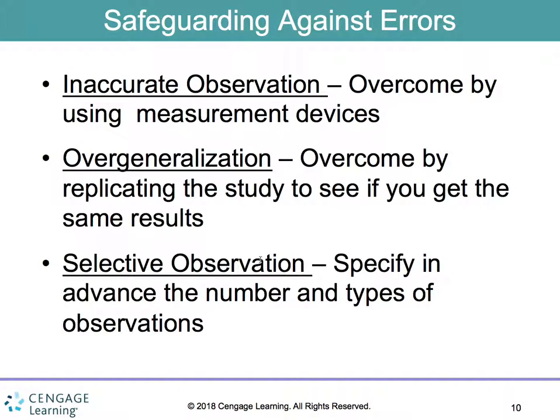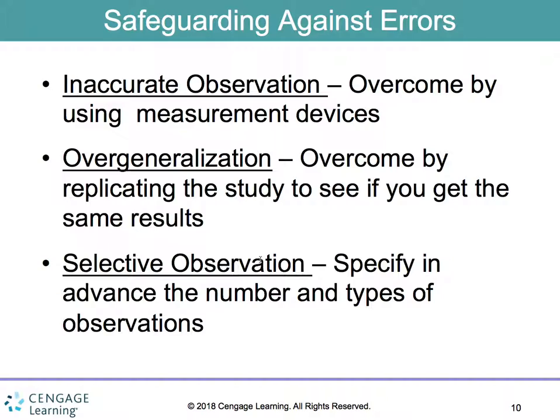Safeguarding against errors. This is one thing that's really important: we have to worry about biases, inaccurate observations, overgeneralizations, and how we select how we're going to collect the data. There's a certain process that has to have a clear, precise strategy in order to make sure we don't taint the collection of the evidence.